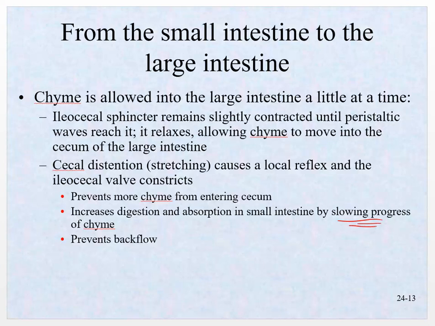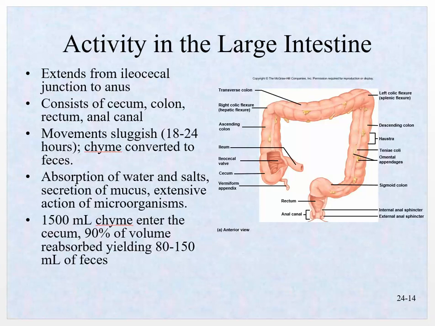And it also prevents the valve, I guess, or the sphincter muscle really, prevents food from moving back from the small intestine to the large intestine. So this is the area we're talking about right here, from the ileum. I get my ileum and jejunum mixed up sometimes. From the ileum to the cecum. The cecum is that very first kind of enlarged part of the large intestine, and the rest of this is all what we call the colon.